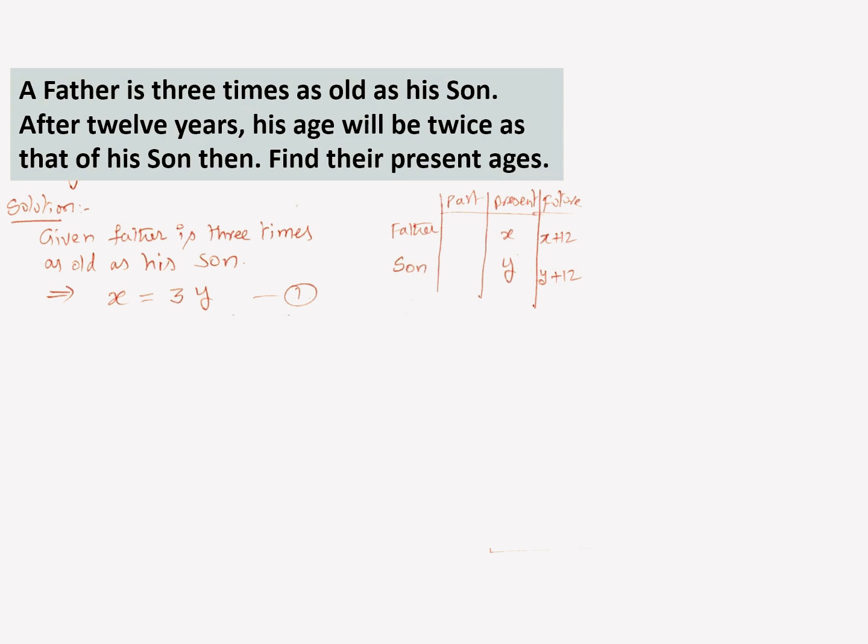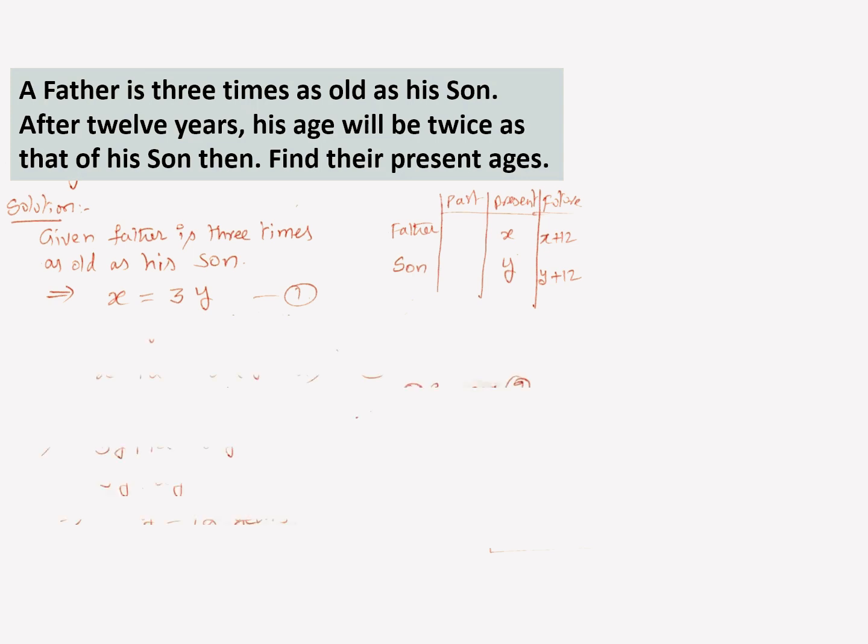After making this, you come to the conditions. First condition is given that father is 3 times as old as his son. This is the present situation. So father's present age is x, so x equals 3 times his son's present age y. So x equals 3y, that is the equation.